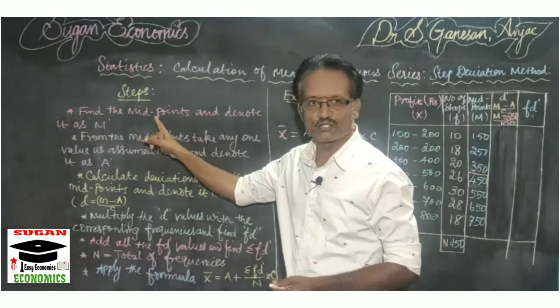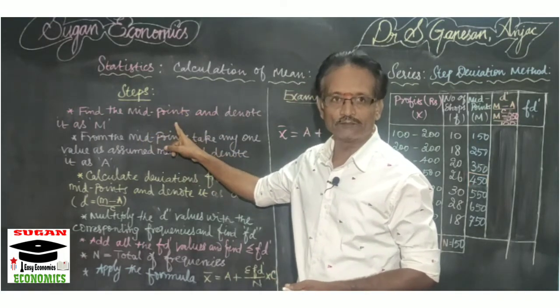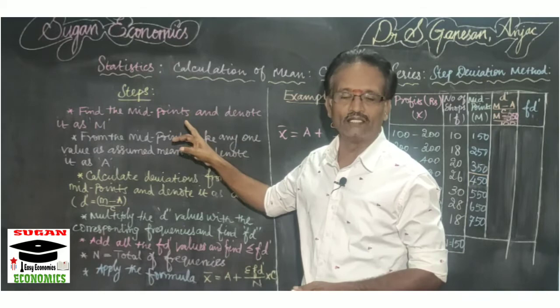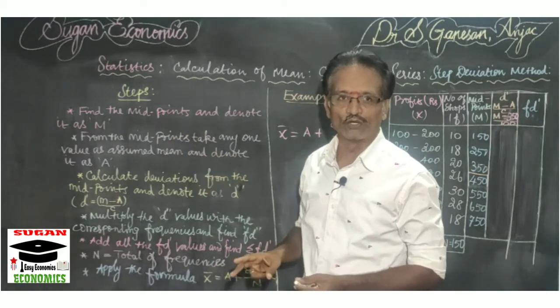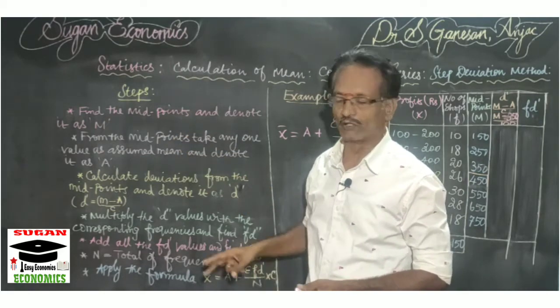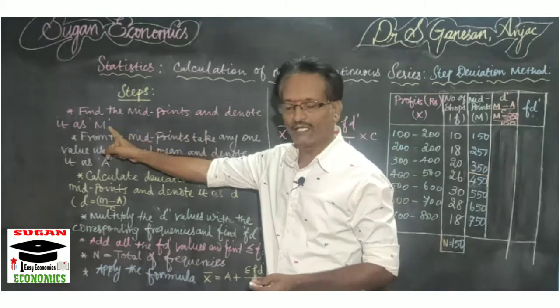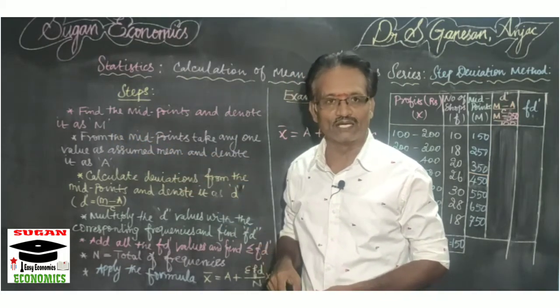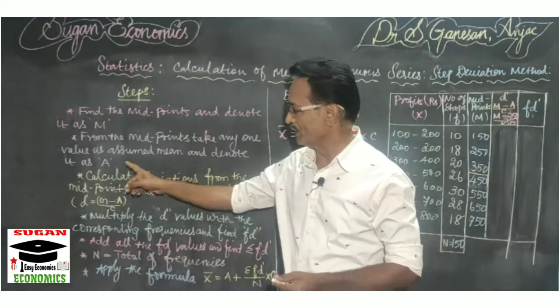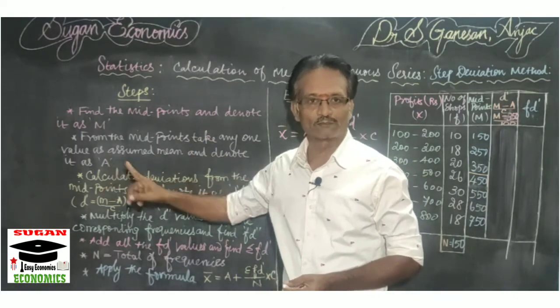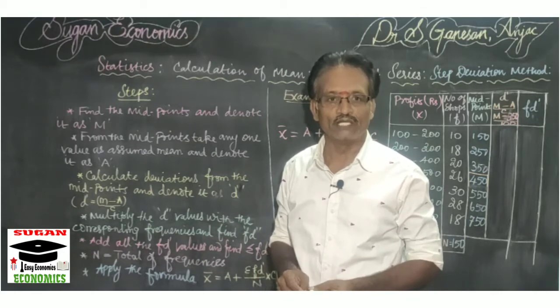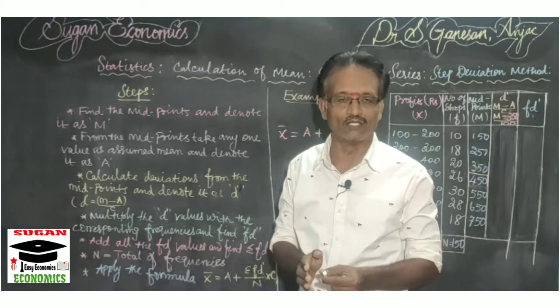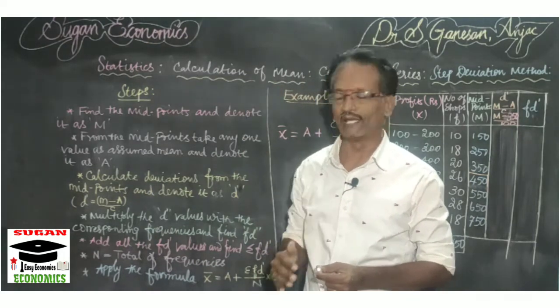So the first step, as usual, is to calculate the midpoint. The midpoint is calculated by taking the addition of lower limit and upper limit, and the total should be divided by 2. It is denoted by m. Then from the midpoints we can assign any one value as the assumed mean, and it is denoted by a. I already explained that the assumed mean should be a middle value or a normal value. It should not be one of the two extreme values.